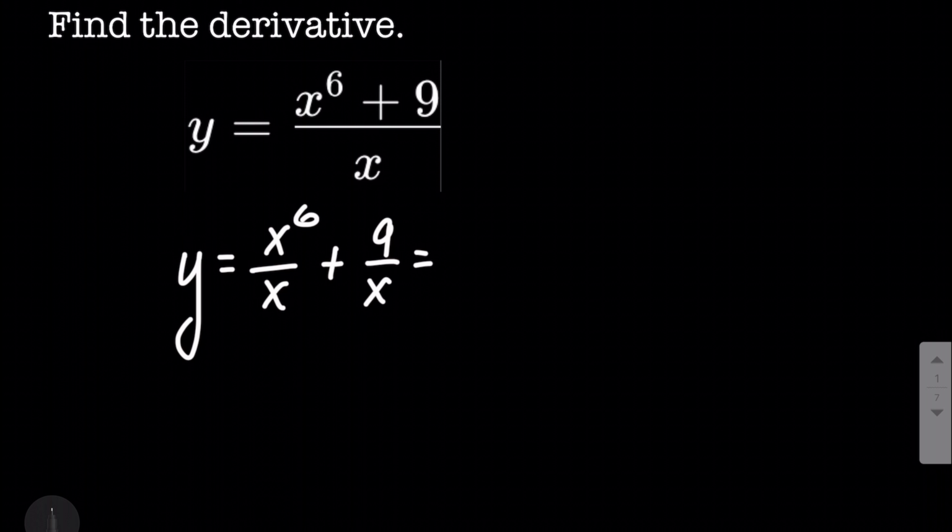Okay, we have 6 copies of x in the numerator and 1 copy of x in the denominator. That'll simplify to x to the 5th power, right? That 1 in the denominator cancels out 1 from the numerator, but we still have 5 copies in the numerator.